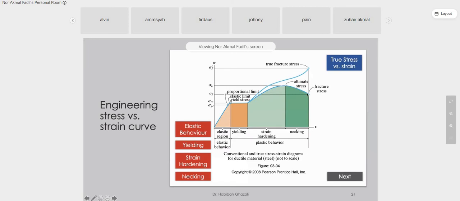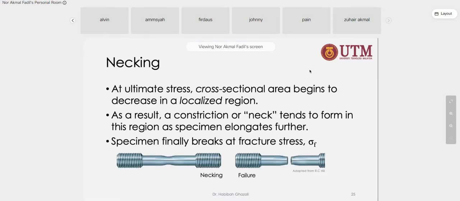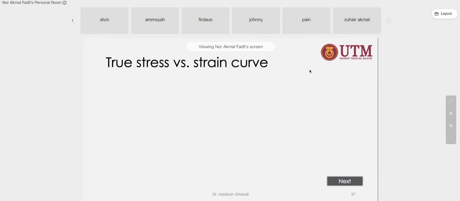You can see that the necking occurred here. This is the ultimate stress. This is the fracture stress. They are different in terms of the curve. So mostly in engineering application, we use engineering stress instead of true stress.